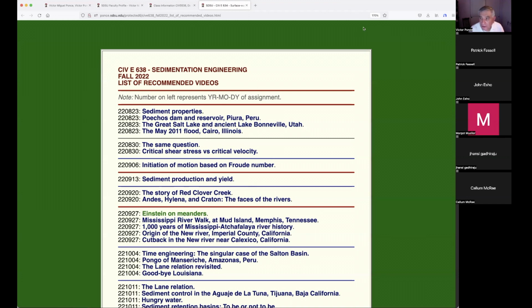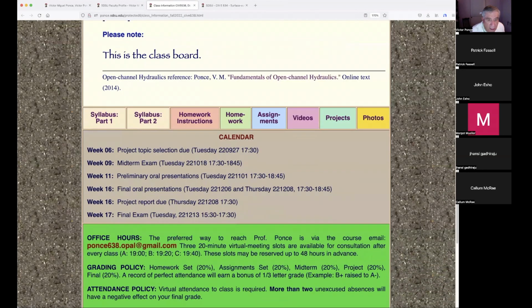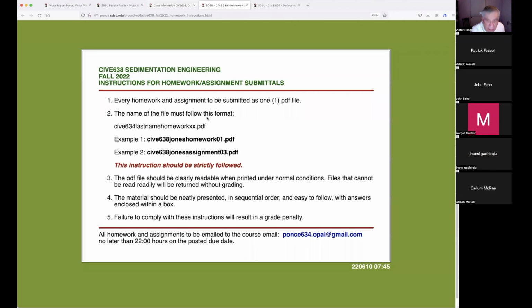Questions? Yeah, Professor, I do have a quick question, actually. Sure. So the email that we use to contact you is Ponce638, but the email for the homeworks is Ponce634. When I look at the web page for the homework assignment, on the instructions for homework, it has the 634 email. Yeah, it's a mistake. I can make mistakes. I'm not perfect. I'll fix it in the next couple hours.